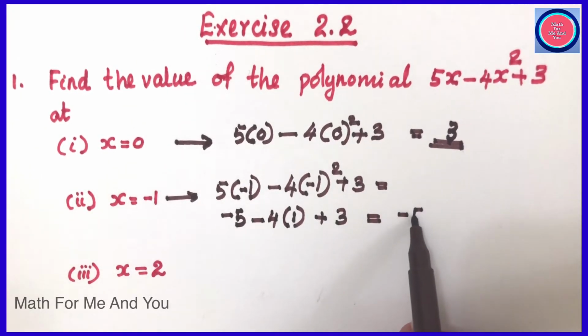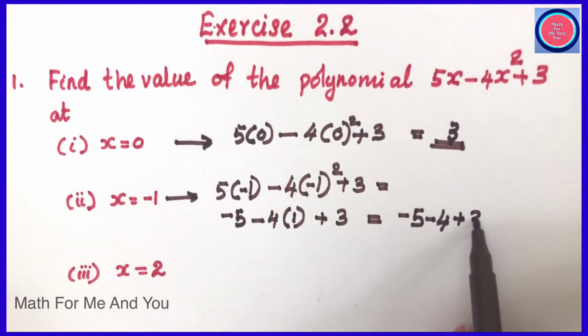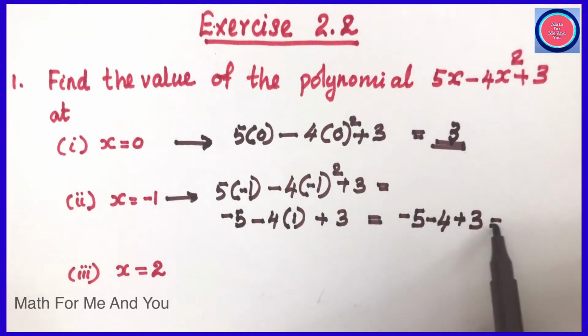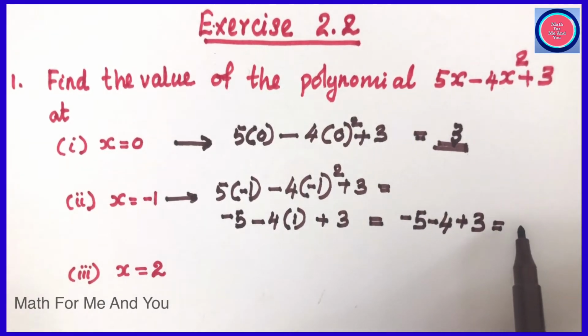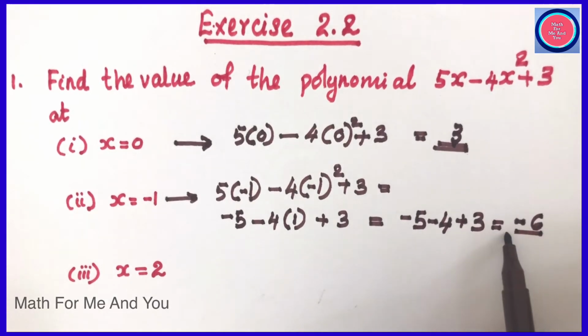Now we can answer completely. Minus 5. Minus 4 times 1 is minus 4. Plus 3. Minus 5 minus 4, negative numbers, the answer is minus 9. Plus 3. How much? Minus 9 plus 3 is minus 6.